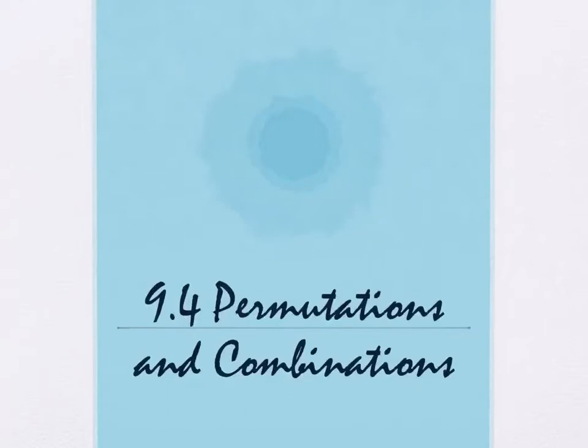All right, our last section in chapter 9 is 9.4. It's called Permutations and Combinations. The basic idea in this section is looking at how you can calculate probabilities based on the numbers of ways that certain things can happen.